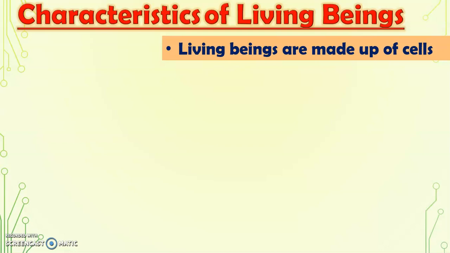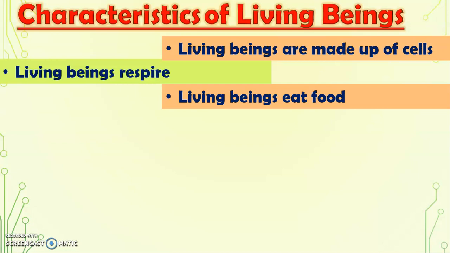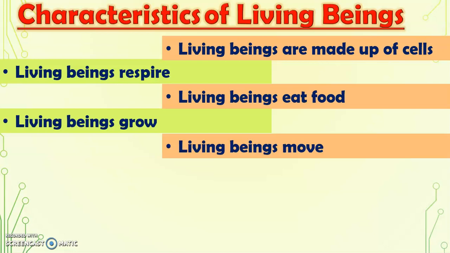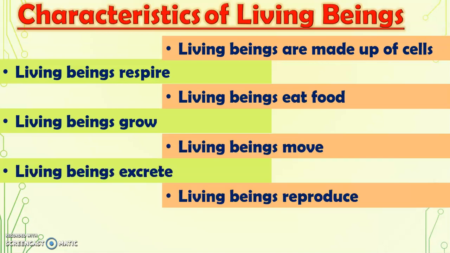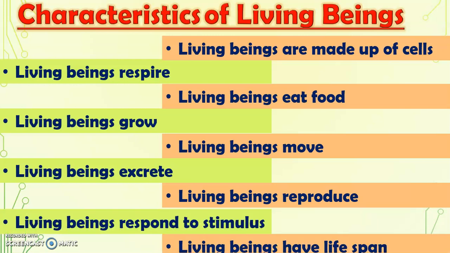There are 9 characteristics which tell that these are living beings. The first one is that living beings are made up of cells. Second one is that living beings can respire. Third one, living beings eat food. Living beings grow, they move, they excrete, they reproduce, they respond to stimulus, and they have a lifespan. Understood? Now let us learn about these characteristics in detail.